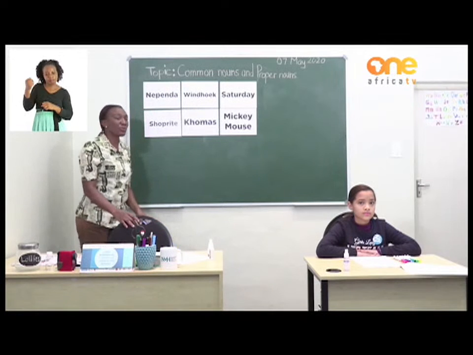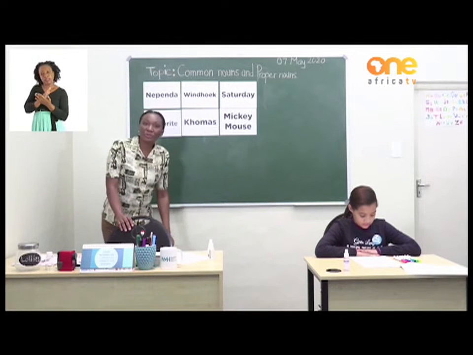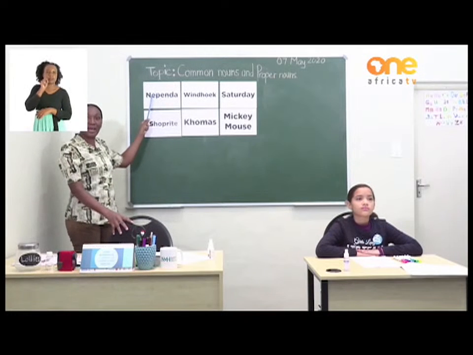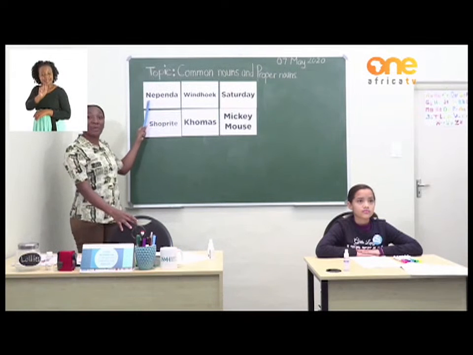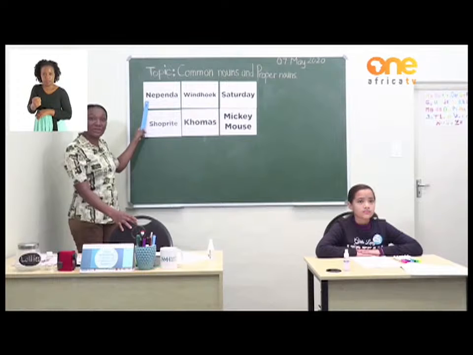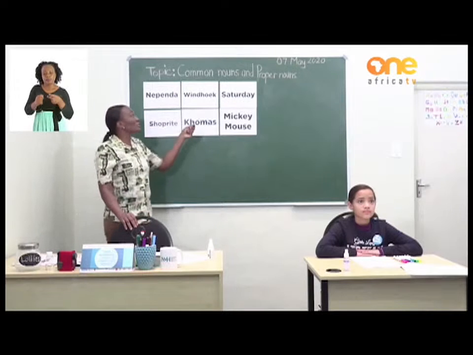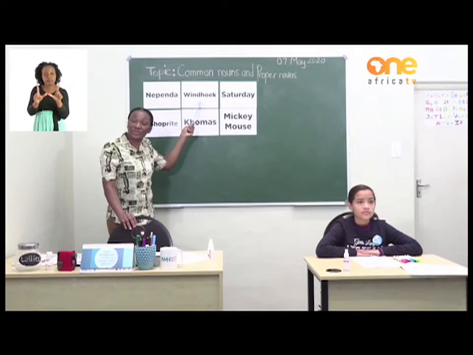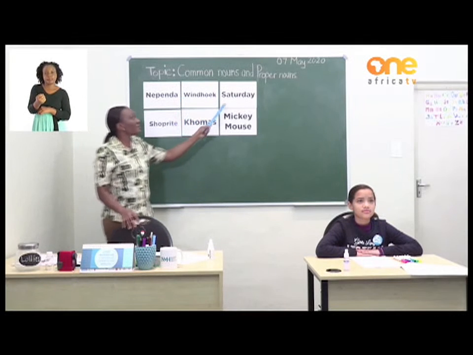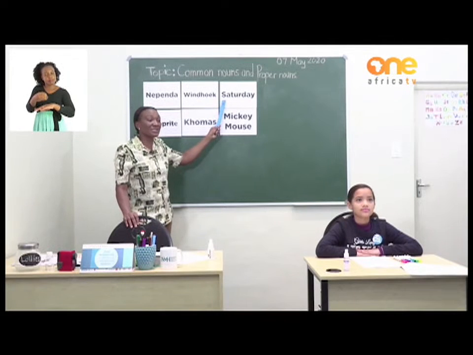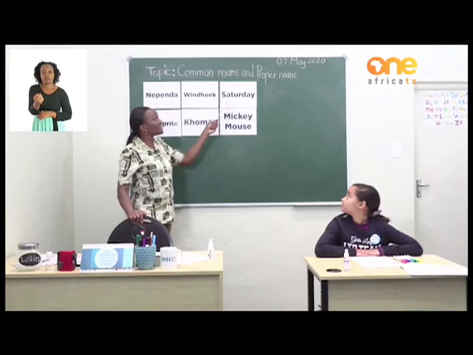Now, on the chalkboard, you can see that I have written few examples of the proper nouns. I have Nependa, and Nependa is a name of a person. And you can see that Nependa is written with a capital letter. Can you see that? Yes, I hope you can see that. Alright, we also have Windhoek. Windhoek is also a name of a place and it's written with a capital letter. We have Saturday. Chanel, can you see that? Can you see that Saturday is written with a capital letter? Yes, she can see that.